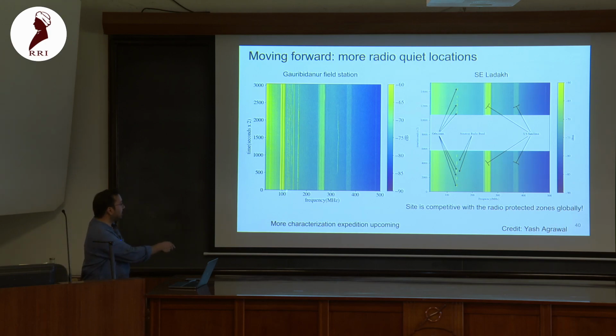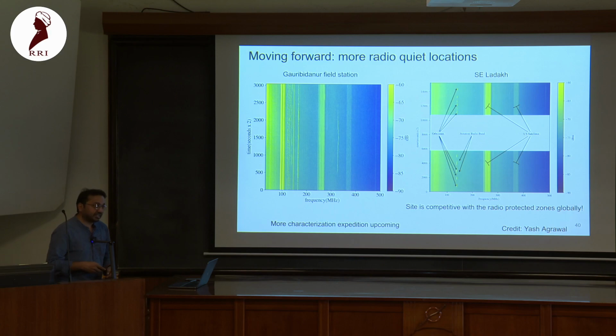Around 100 megahertz, you see these bright FM lines at Gauri Bidnoor, which is expected. But the moment we go to places like Ladakh, this is all cleared up, and what we see is maybe these satellite lines, which are unavoidable from any place on earth, but other than that we don't see any trace of other interference. So this is really competitive with the radio protected zones in South Africa and Australia. Actually, some of it might be better than those.